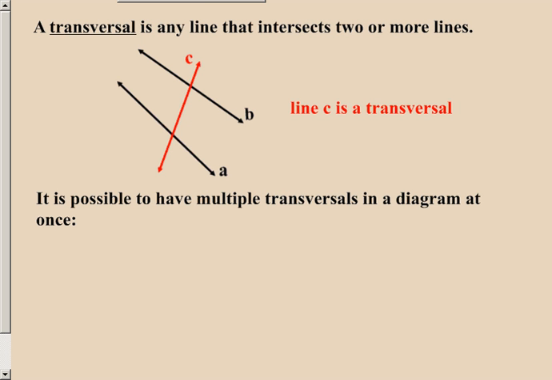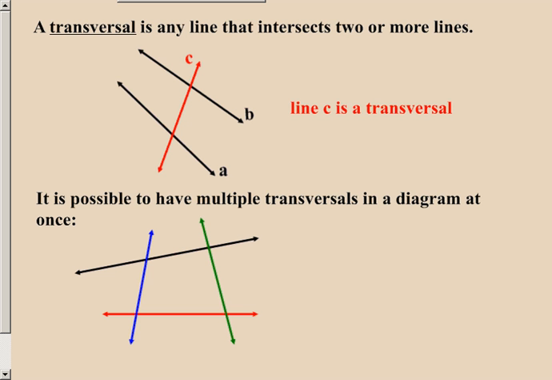Now, as will be the case in geometry, as you'll see, the diagrams simply get more and more complicated. It does not mean the definitions get more complicated, it's just the diagrams get more complicated, and that usually means more cluttered. So it is possible to have multiple transversals in a diagram at once.